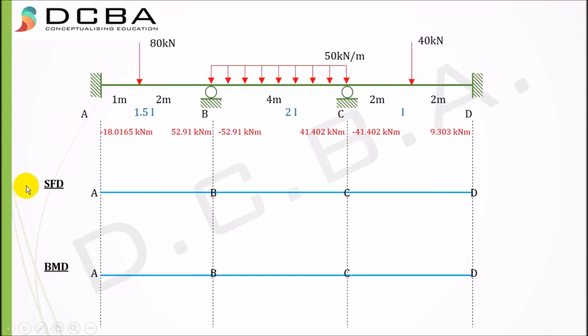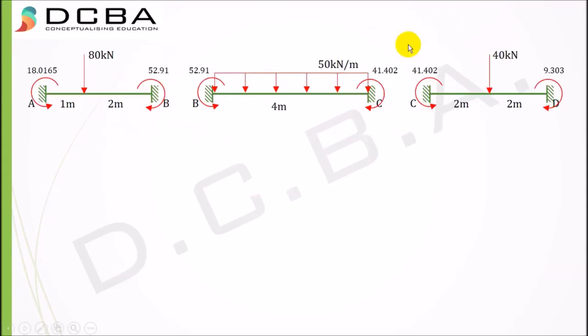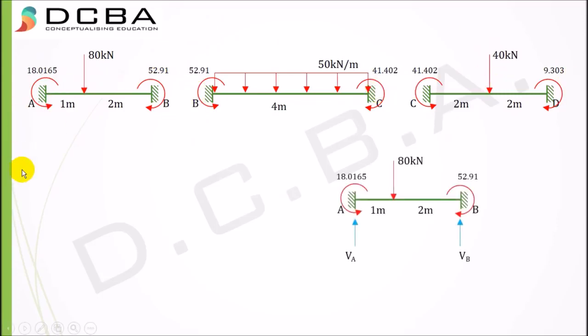But before constructing the shear force diagram, the first step is that we need to get the reactions at every point. Here we have four supports, two fixed and two intermediate roller supports, and we need to get reactions at all these points. For that, we'll solve all three segments separately, that is AB, BC and CD. Let's start with AB.